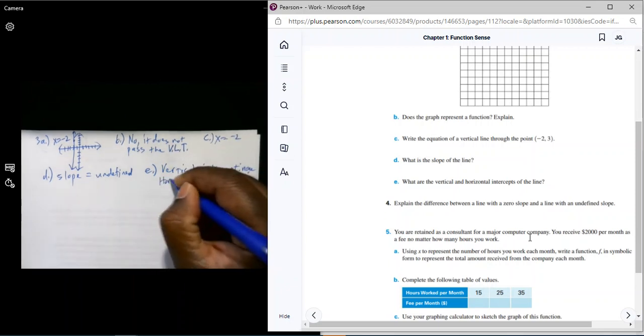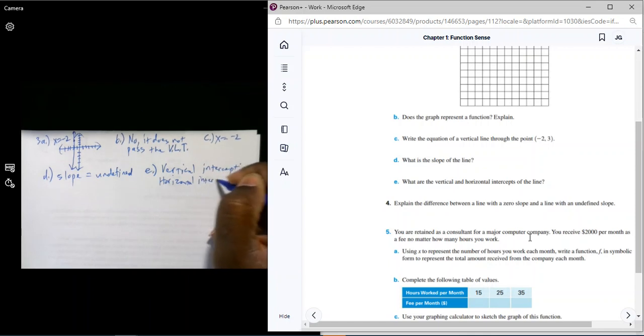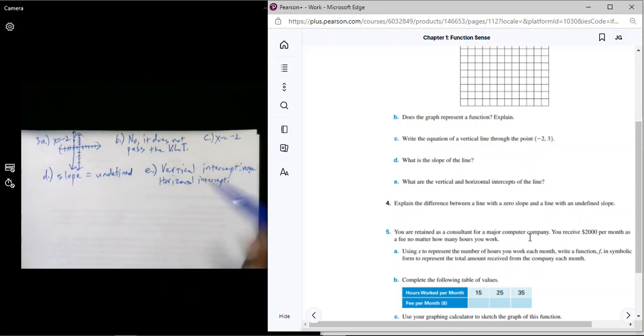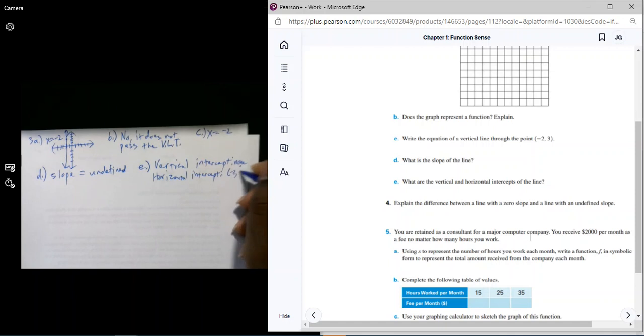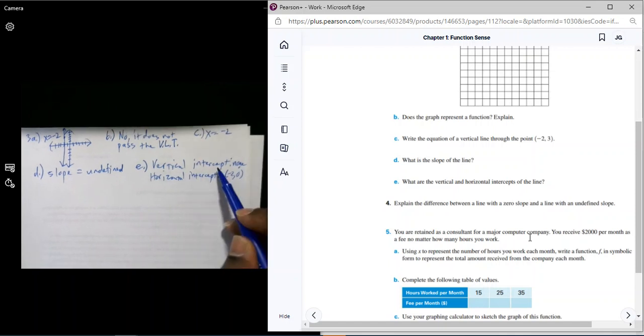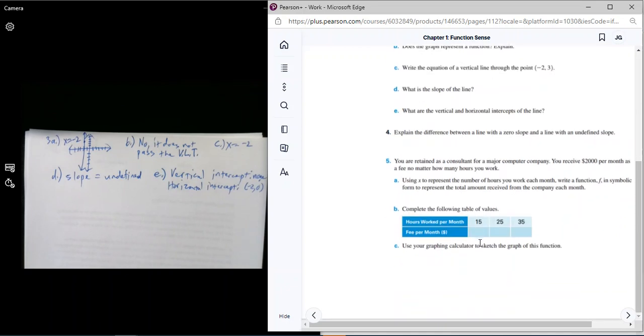Now the horizontal intercept, it does hit the x-axis. So it hits the x-axis at -2. So your horizontal intercept is -2, 0. So vertical intercept is your y-intercept. Horizontal intercept is your x-intercept. Okay, so now that took care of 3. Now we're going to mosey on down here to number 5.